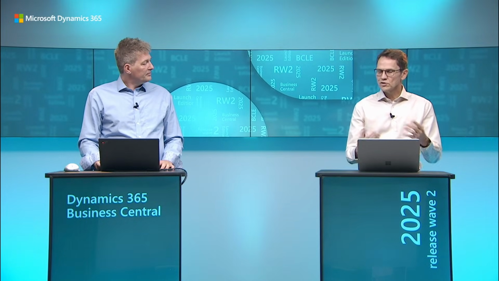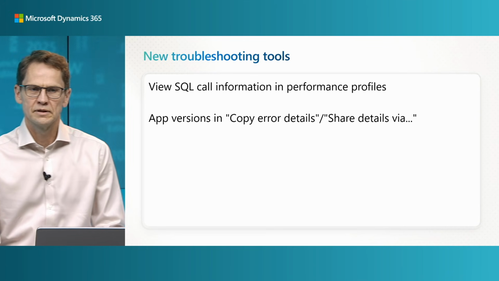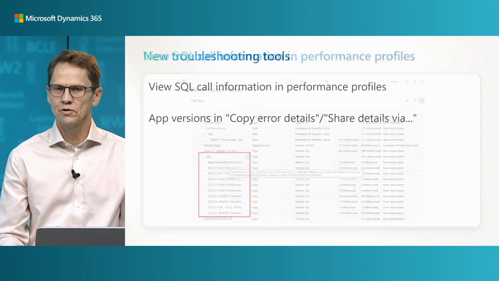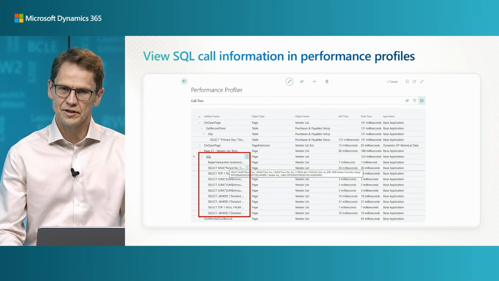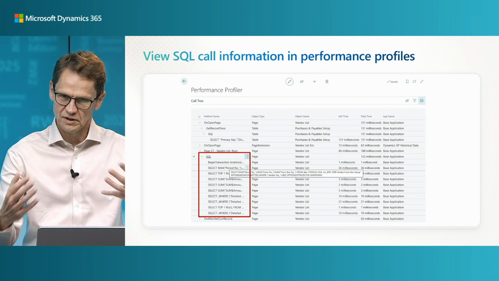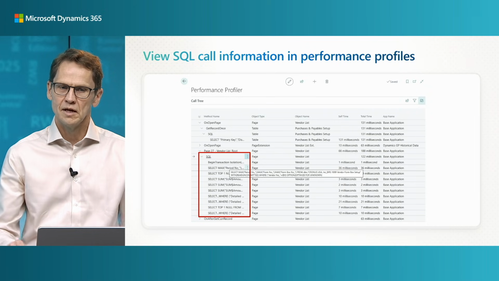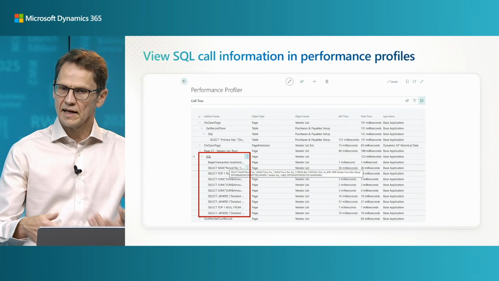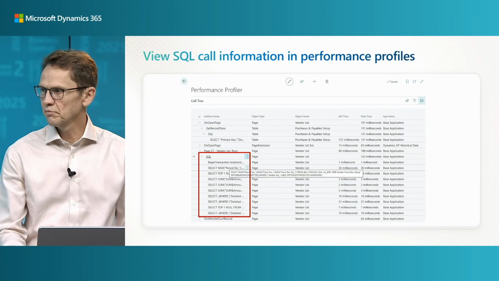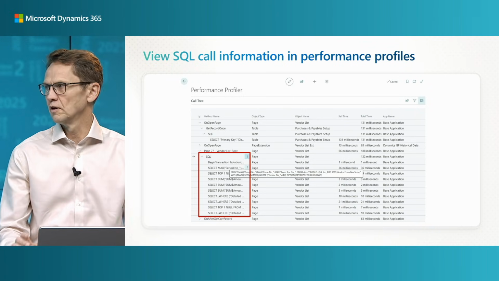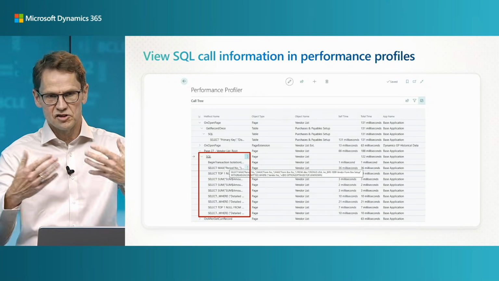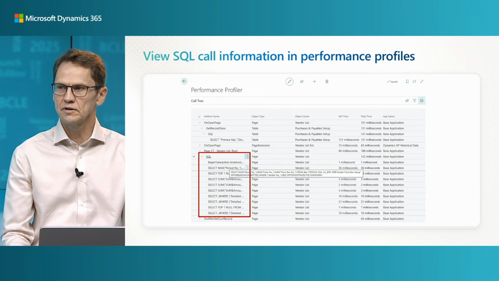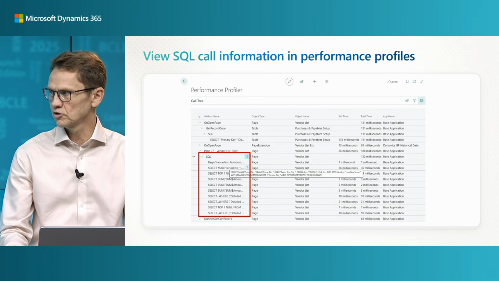Yes, so we've also added some new troubleshooting tools. You can now view SQL call information in performance profiles. There is a session on this particular topic about what has been improved in the performance profile, but effectively it's sampling, and if it is sampling during a SQL call, it'll show up here. So in general, it's just like the normal AL code that, of course, very short calls may not show up.